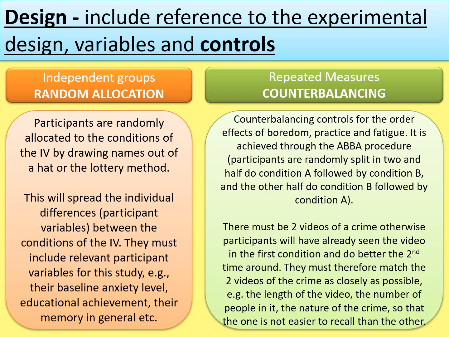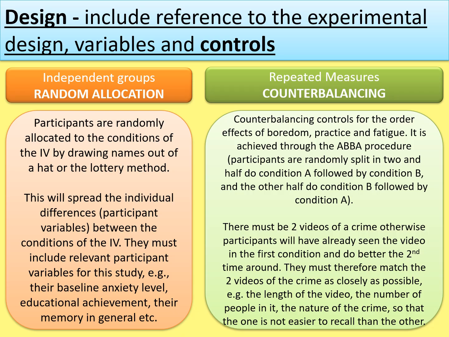If you had chosen to use a repeated measures design earlier in the study, then you need to identify that the control measure for repeated measures is counterbalancing. So counterbalancing controls for the order effects of boredom, practice, and fatigue. It's achieved through the ABA procedure. So participants are randomly split in two, and half do condition A followed by condition B, and the other half do condition B followed by condition A. So you're showing that you understand that the conditions that you do the IV could influence the DV.